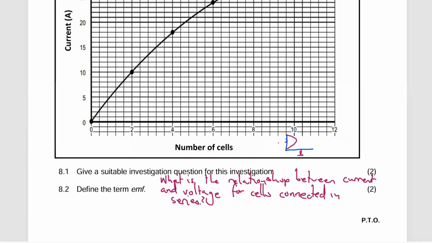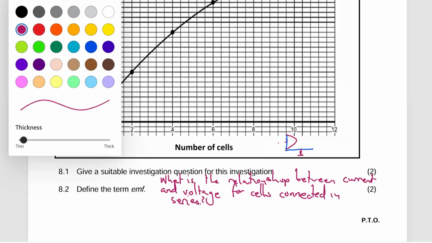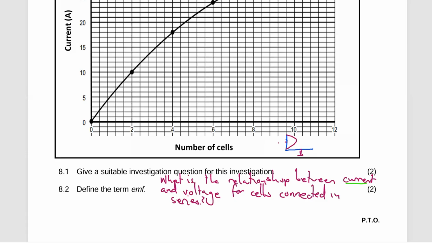Take note, your investigative question shouldn't be a closed question that you can answer with a yes or a no. You should also be able to include both the independent and the dependent variables. You can see we're having current there as well as the voltage. That's how you are supposed to go about it.